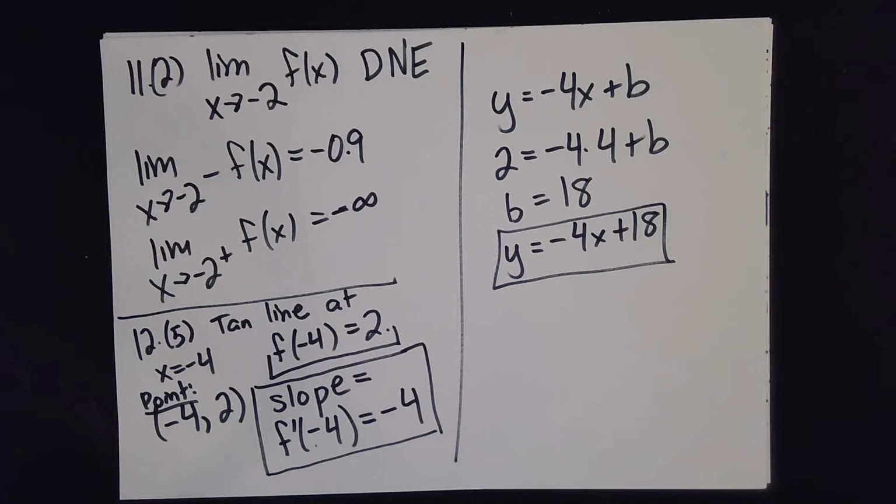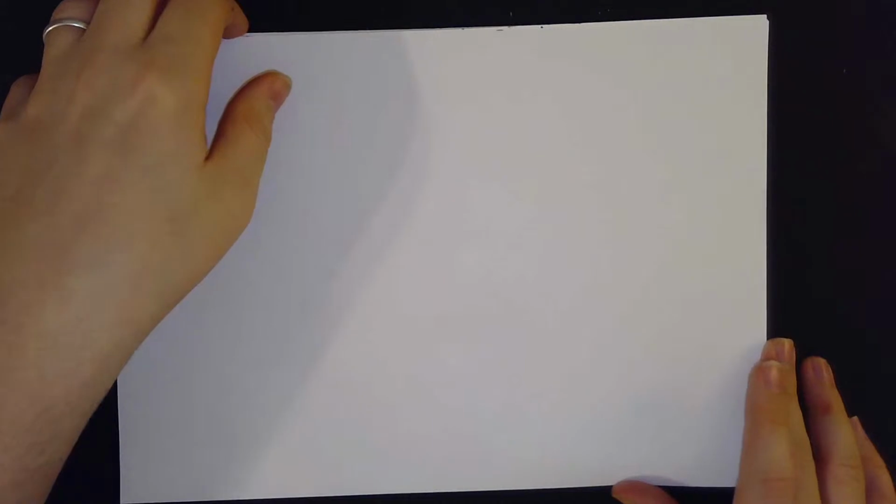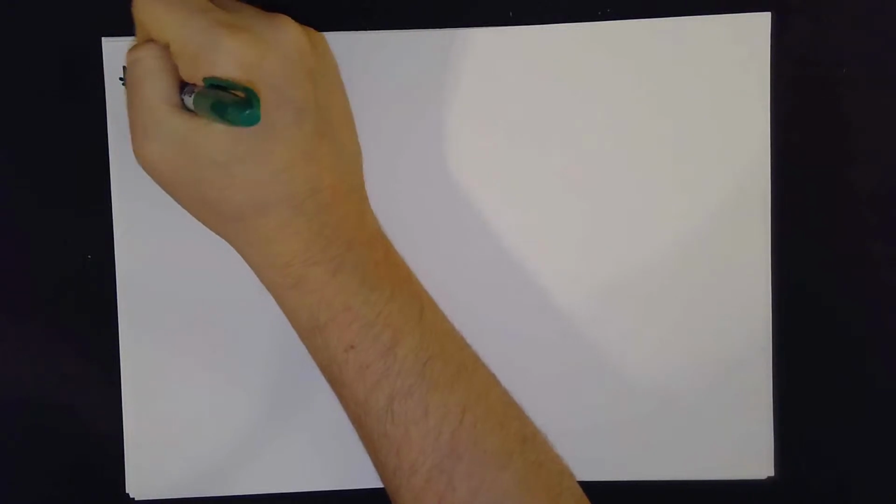Number 5 is a good one to go out on. Let's look at number 5. Number 5 gives us this function.